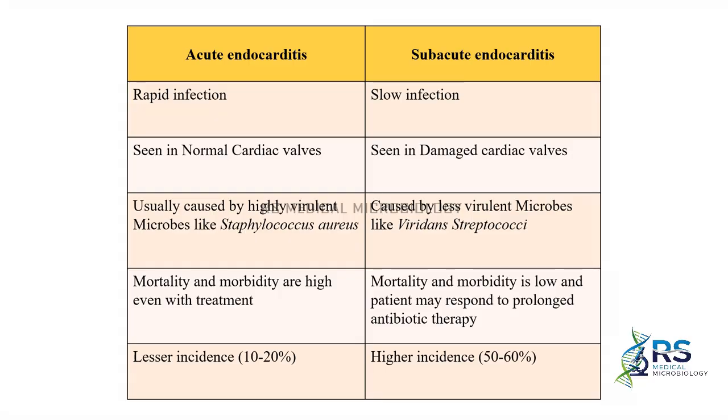Obviously, acute endocarditis requires a highly virulent organism like Staphylococcus aureus, whereas in subacute, even less virulent organisms like viridans streptococci can cause infection. In acute endocarditis, as the name suggests, mortality and morbidity are very high even with treatment. The subacute is comparatively lower. The incidence of patients developing acute endocarditis on a normal valve is lesser, whereas in a patient who already has a damaged valve, subacute endocarditis rates can be slightly higher.